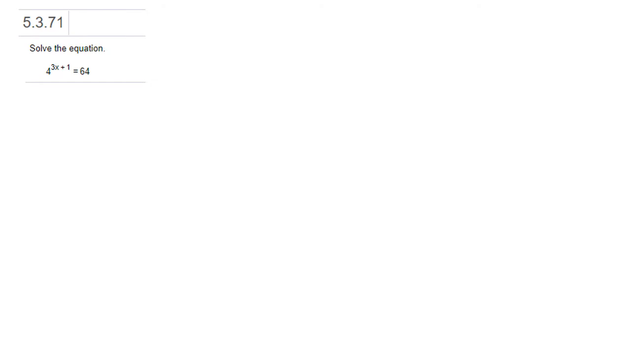Okay, now we just want to solve an exponential equation. So we have 4 to the 3x plus 1 is equal to 64. Now the thing to observe is that 64 is in fact 4 cubed. It's 4 times 4 is 16, and 16 times 4 is 64.